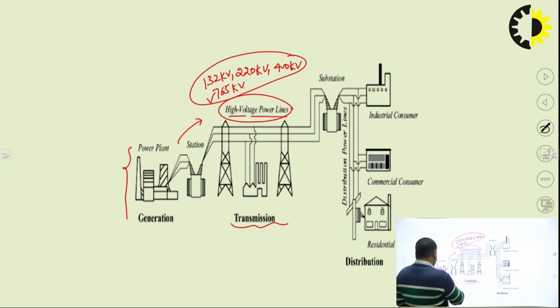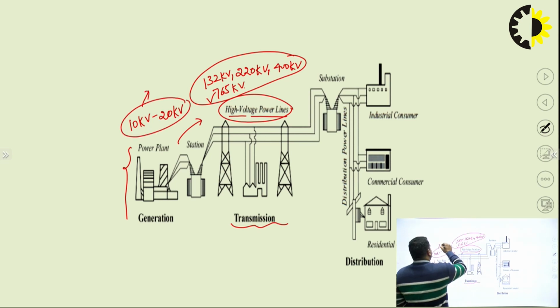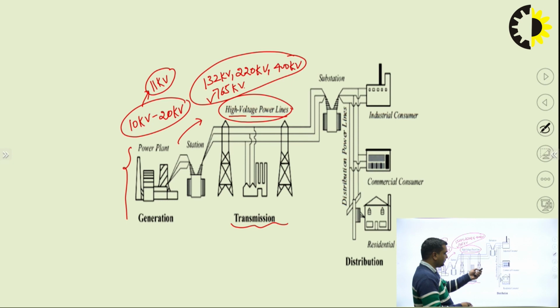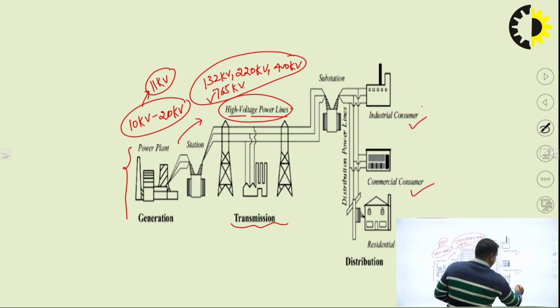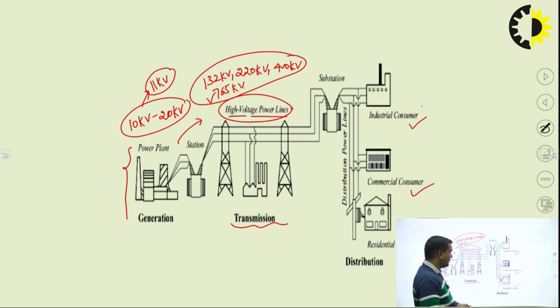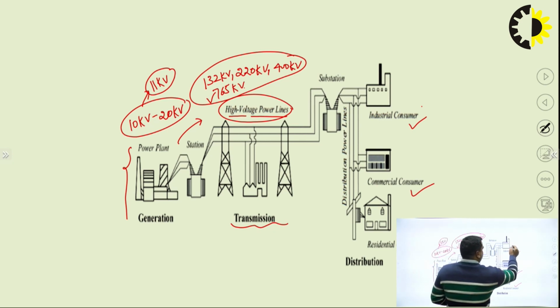These depend on the distance of the power transmission, how much distance we have to cover. And if you are talking about the generation, generation voltages are 10 kV to 20 kV. Generally we are generating electricity at 11 kV. Then we have the distribution end, where we have three types of consumers: industrial consumers, commercial consumers and residential consumers. The industrial consumers generally take 11 kV or 33 kV.